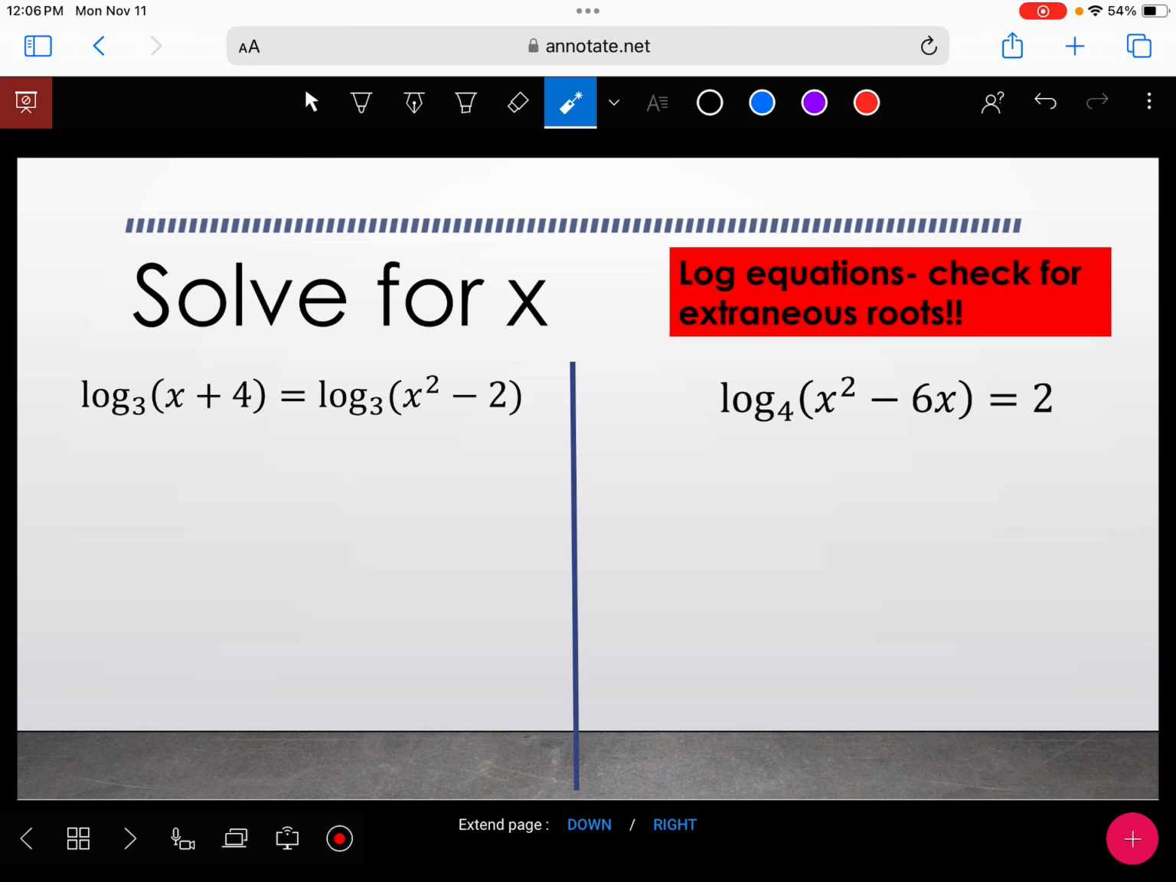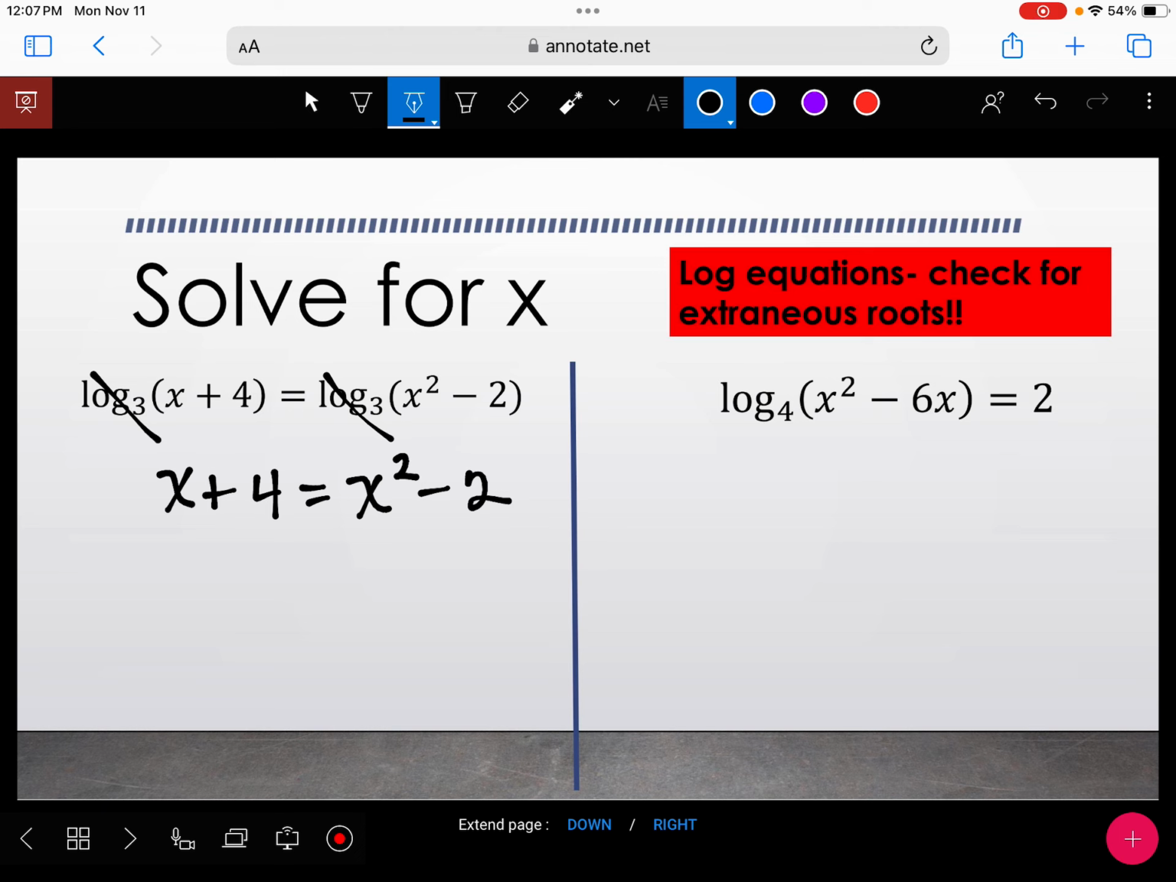In the past, we just talked about 2 red lights. Now I'm adding a third one, and that's the log. Logs have a restricted domain, so we have to watch out for it. When you see a log on both sides, we can cancel it. Log on both sides, cancel, and solve. Go ahead and solve that. But we have to check for extraneous solutions, and I'll explain what that means in a second.